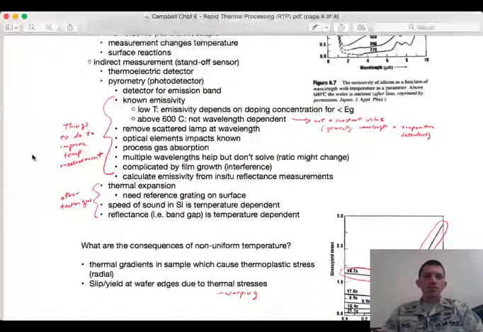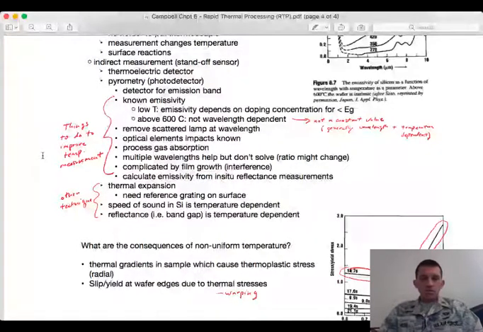And this is an optical method. Sorry, my son's coming to ask a question.